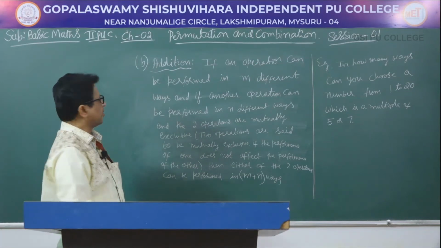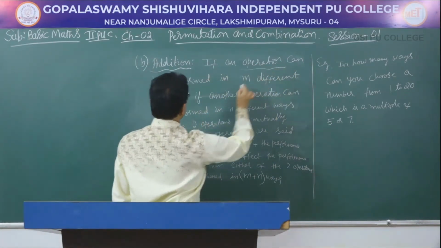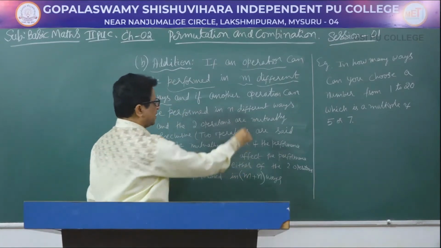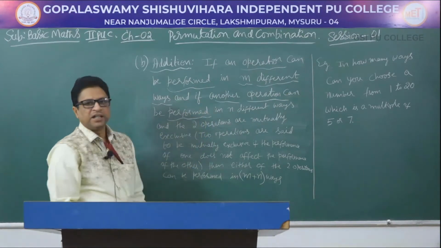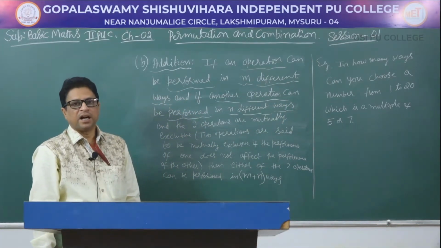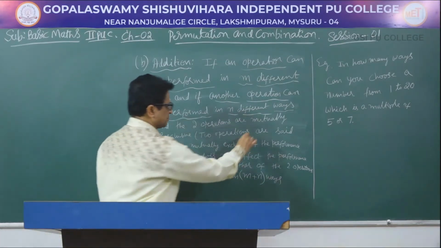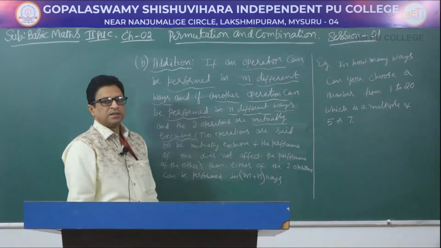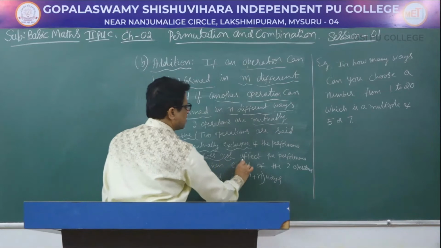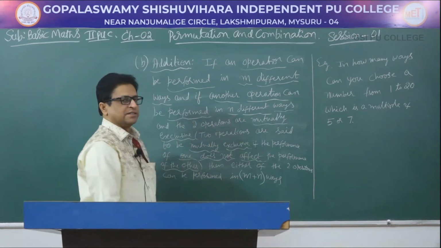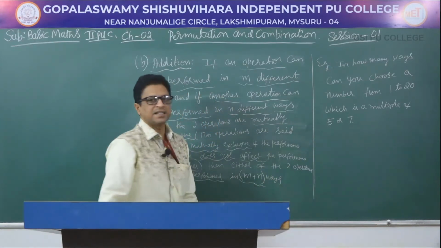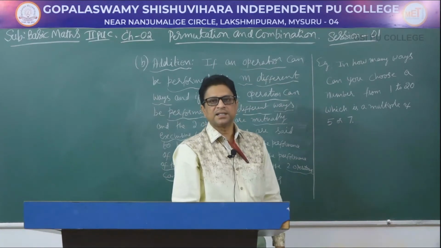Next concept is fundamental principle of counting, addition. If an operation can be performed in m different ways, and if another operation can be performed in n different ways, and the two operations are mutually exclusive, that is, two operations are said to be mutually exclusive if the performance of one does not affect the performance of the other, then either of the two operations can be performed in m plus n ways. So let us consider an example.